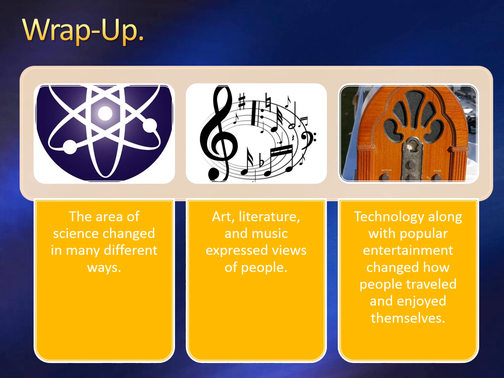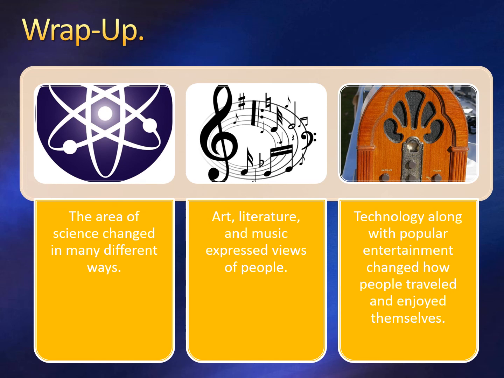All right, so we'll wrap up. Remember we talked about the area of science changing in many different ways. We talked about Einstein and Freud and their impacts on science. Art, literature, and music also expressed the views of people. Literature expressed some of the more negative fears and thoughts that people had following World War One. Art began to change a little bit in terms of cubism and surrealism, and music changed as well. Classical music changes, and we also have the spread of jazz music around the world.